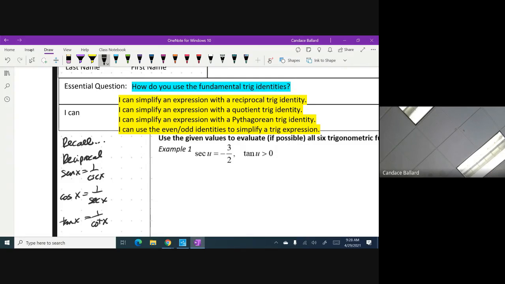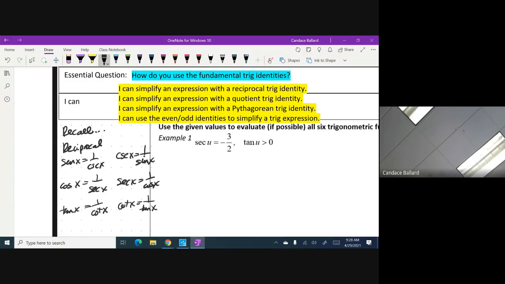And then I could go the other direction with these two, right? Cosecant of x is the same as 1 over sine x. Secant of x is the same as 1 over cosine x. And cotangent of x equals 1 over the tangent of x. I'll give you a minute to write those down, okay?